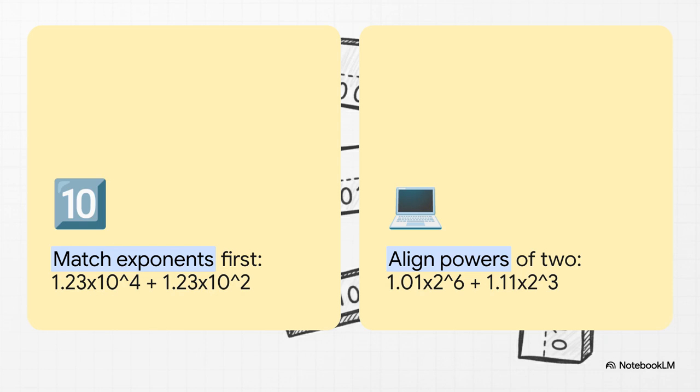Well, binary is exactly the same, just with powers of 2 instead of powers of 10. So if you have 2 to the 6th and 2 to the 3rd, you have to adjust one of them so the exponents match up perfectly. Honestly, if you can do it in decimal, you can absolutely do it in binary.